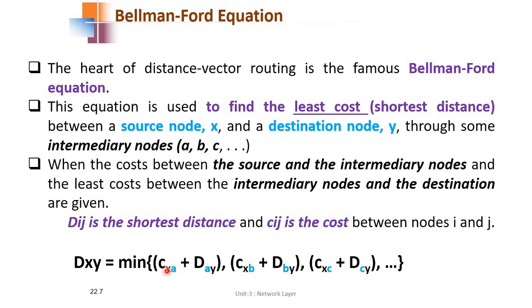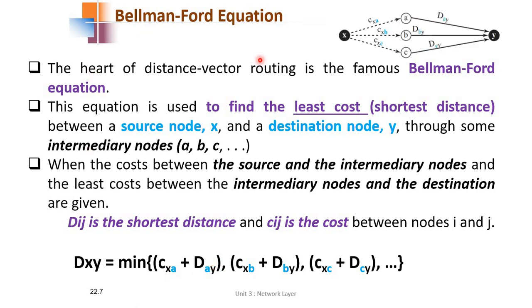So CXA is nothing but the connection between the source and the intermediary node, and D is the distance between the source and the intermediary. Now let me show this equation with a small diagram. Here we have the source named X. We have the destination node named Y. In between the two, we are going to have A, B and C as the intermediary nodes.